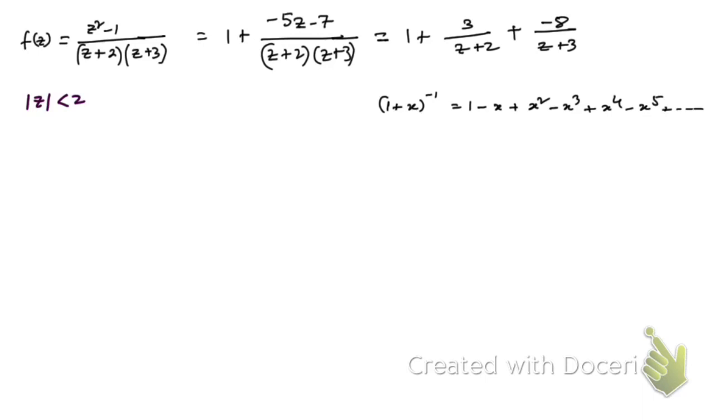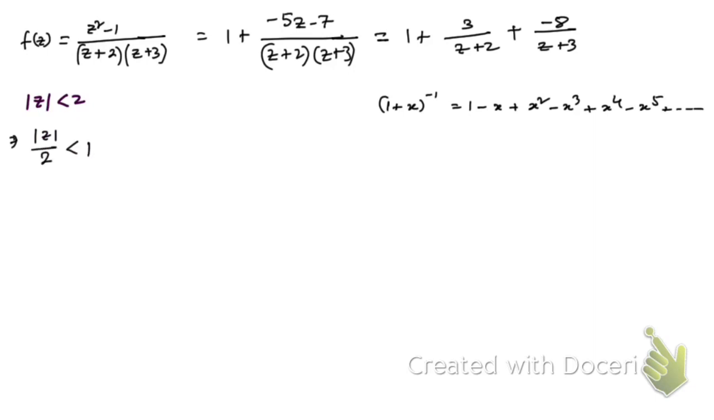For this case only we are going to take mod x less than 1. It is not necessary that x is always less than 1, but for this kind of problem, in order to express this in a Laurent series, we do that. That is the method. So hope you have understood. So we have to take mod of z divided by 2 to be less than 1.